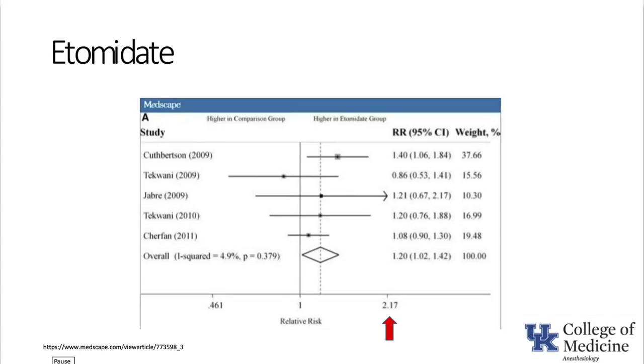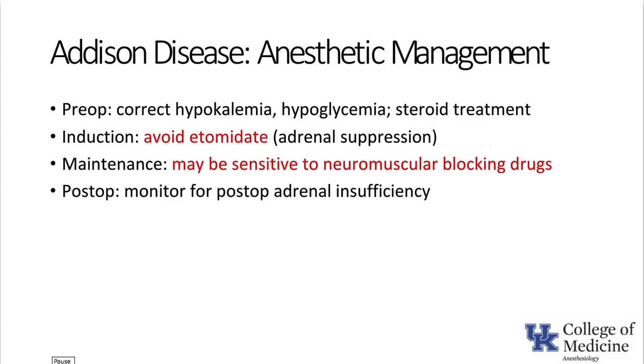Although patients with Addison disease may be more sensitive to the effects of neuromuscular blocking drugs, none are considered contraindicated. Because of the potential for development of hypotension, if propofol is used for induction, the dose should be reduced, but it is not considered contraindicated.